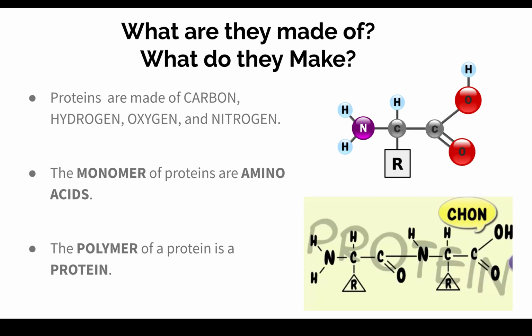So let's look at the monomers and polymers. These are terms that you'll see and hear eventually. Proteins are made of carbon, hydrogen, oxygen, nitrogen, again all a part of CHOMPs. The monomers are amino acids. You won't hear that word again probably for a few months down the road, but just so you're familiar with it, an amino acid is the monomer of proteins. The polymer of a protein is a protein. If you take a bunch of amino acids and chain them together, that makes a protein. That's the polymer. Each individual amino acid is the monomer.